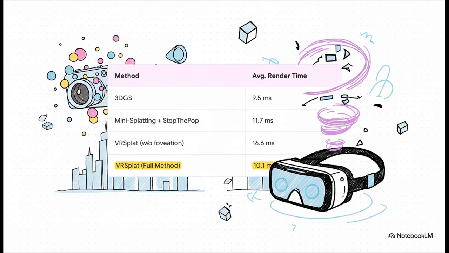VR Splat's secret weapon is a clever trick called foveated rendering. Basically, it copies how your own eyes work. It renders the very center of your vision in super high detail, and the stuff in your periphery in lower detail. And with that one change, boom, the speed is right back where it needs to be. You get the best of both worlds, flawless quality and blazing fast performance.